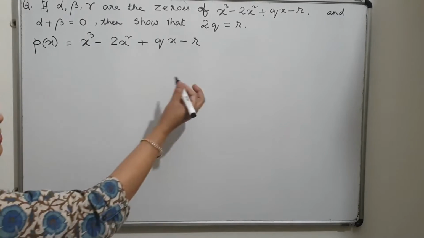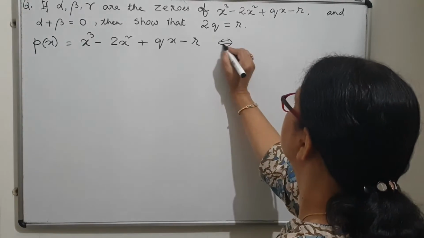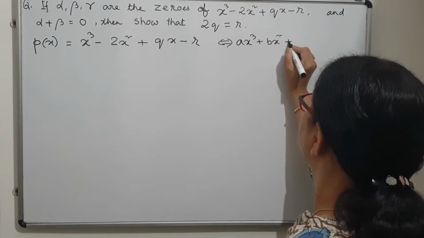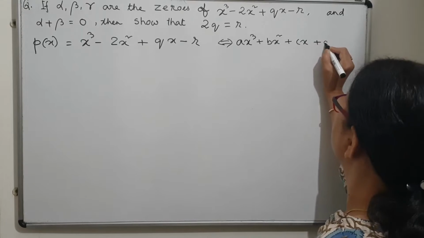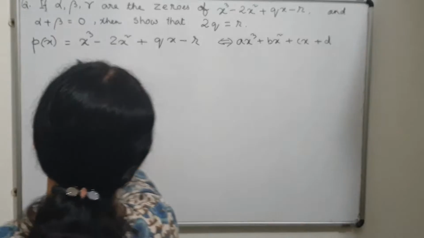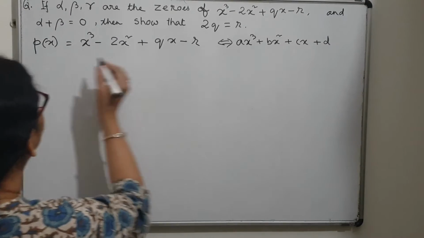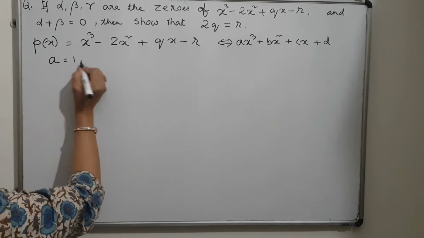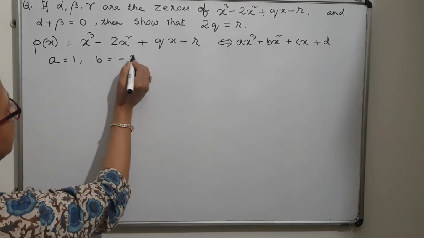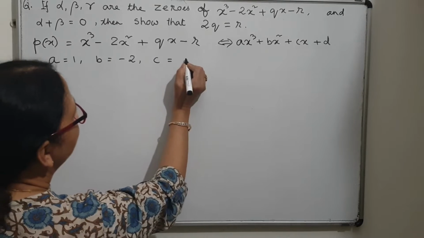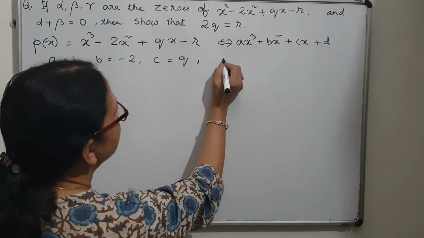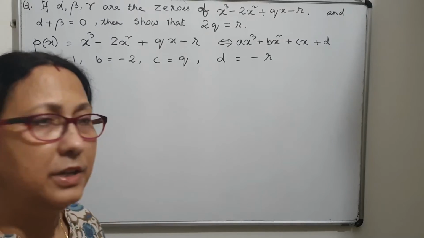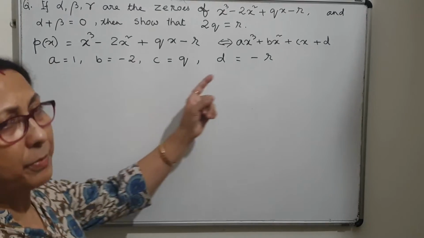Okay, comparing this with the standard one, we can write the values of the coefficients. A is the coefficient of x cube, here it is 1. B is the coefficient of x square, so it is -2. C is the coefficient of x, so it is q, and lastly the constant is here -r. So this is the first thing we write down, the values of all the coefficients comparing with the standard one.